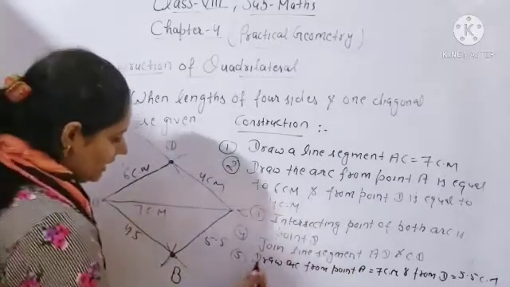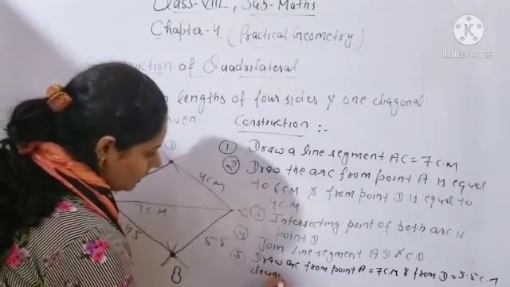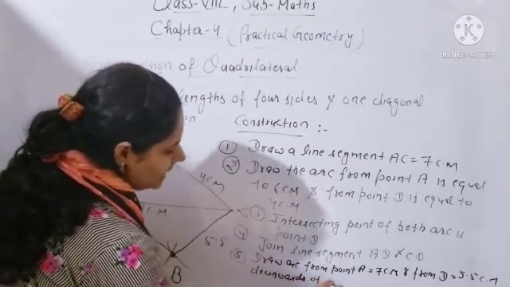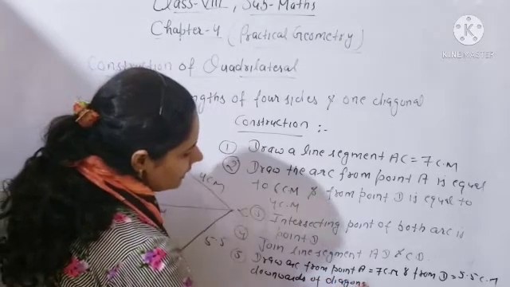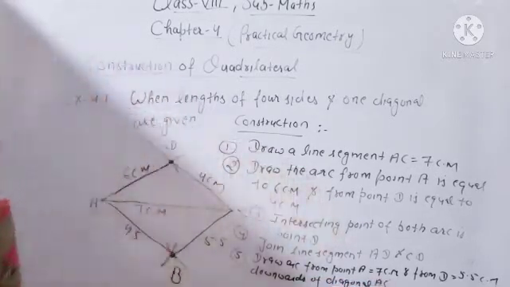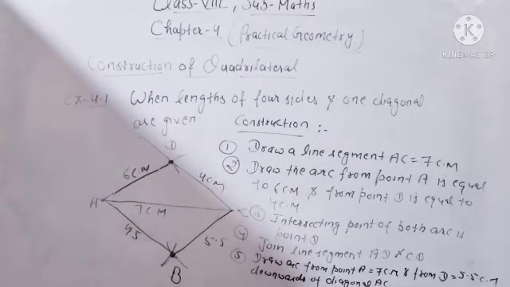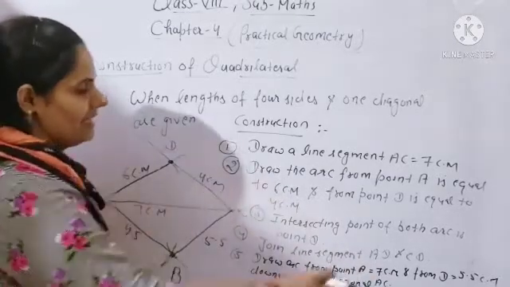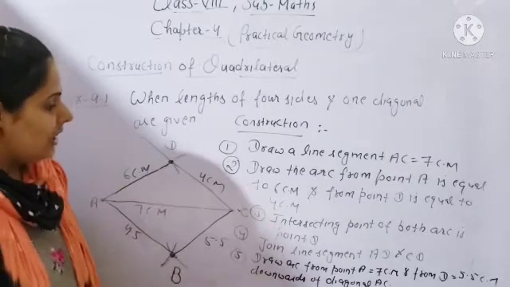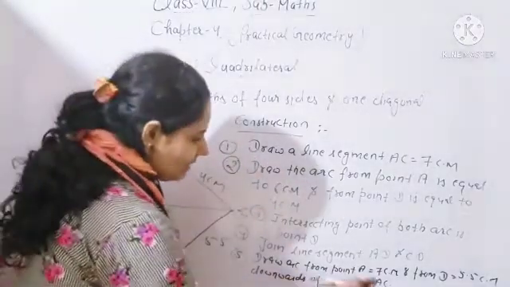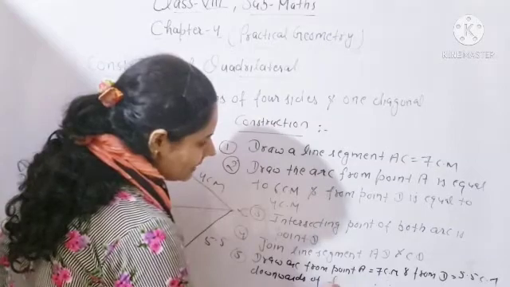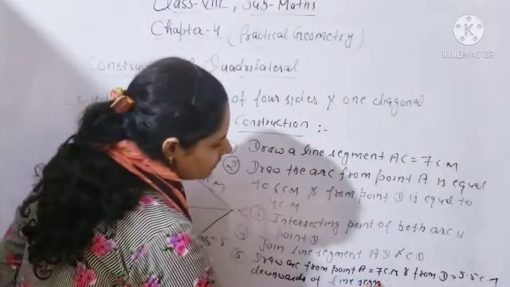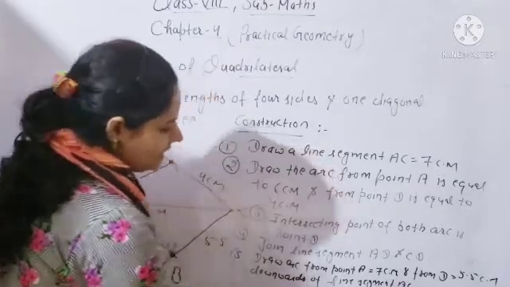And where are you drawing? Downwards of diagonal AC. Okay beta, downwards of diagonal AC. Clear? These two arcs you are drawing downwards of diagonal AC, and before that you have done the arc upwards of the diagonal AC. So you will draw that arc from point A 7 centimeter and D 5.5 centimeter downwards of line segment AC. Okay, not diagonal. You will write line segment AC. Clear?